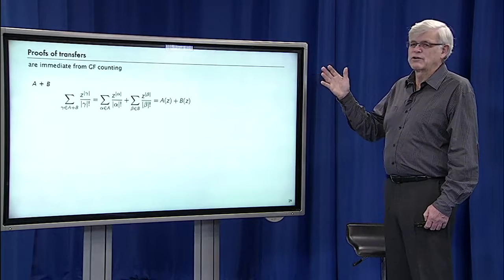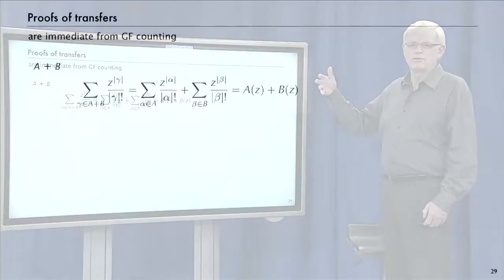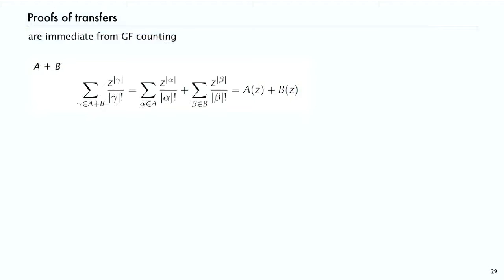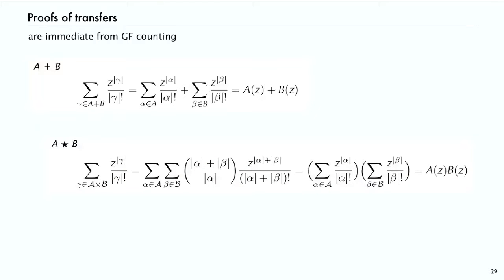The proofs of the transfer theorems, again, come just immediately from the definitions and from generating function counting the way that we talked about earlier. So for A plus B, they separate into disjoint sets, and that immediately gives the result. For star, it's a convolution of the type that we've seen before, but let's take a look.